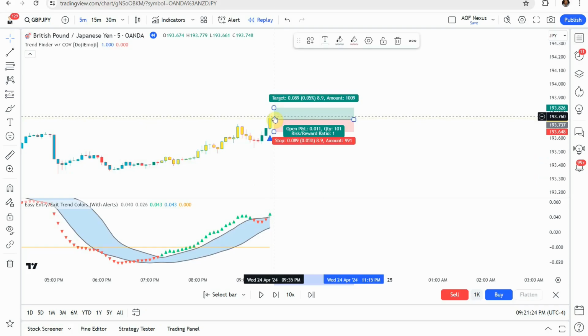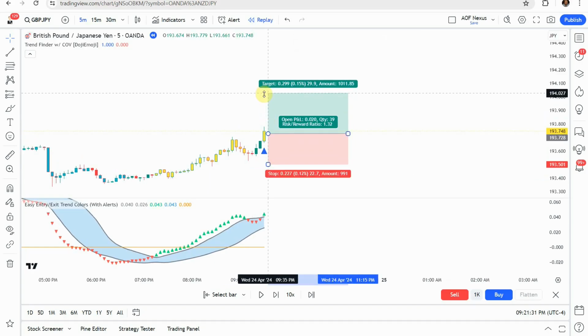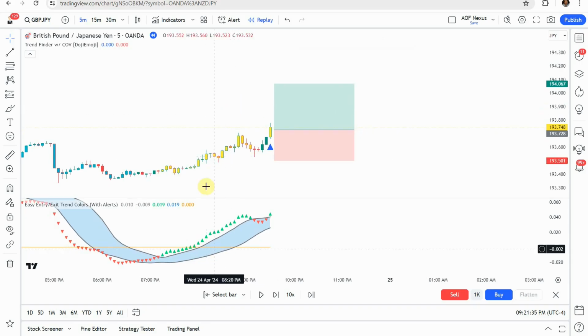Let's set our trade right about there. Close enough. We're going to put our stop just right below this last swing, and we're going to target a 1 to 1.5 risk reward. Let's go ahead and play this forward and see what we get.